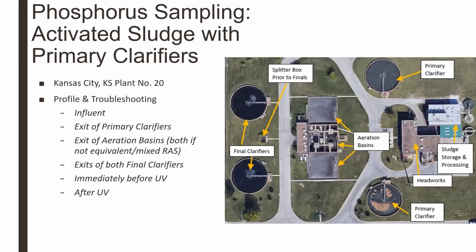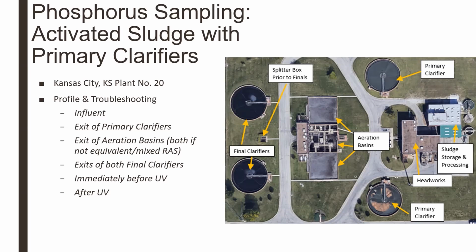Now we're going to move to a more straightforward activated sludge design. This plant is in Kansas City, Kansas, plant number 20. Again, with your phosphorus testing, you always need to know the influent. In this one, we're going to try and understand what is happening after each process step, similar to the other plants, but this one has primary clarifiers first.